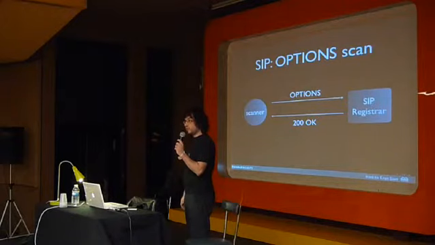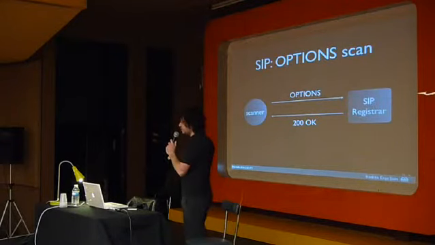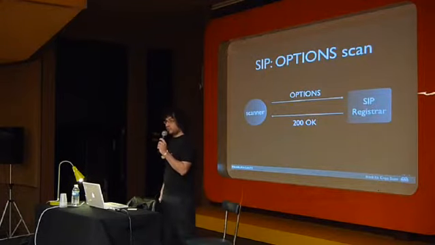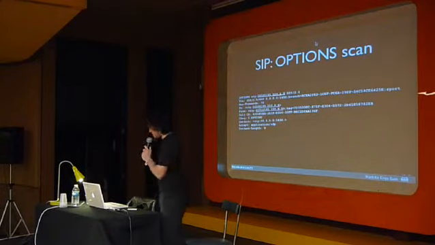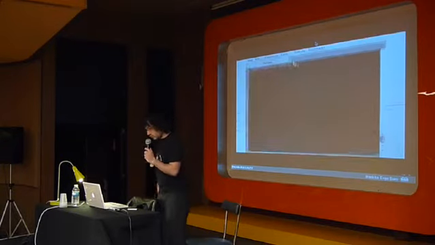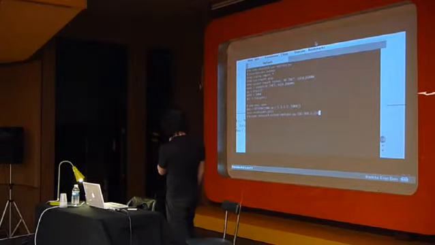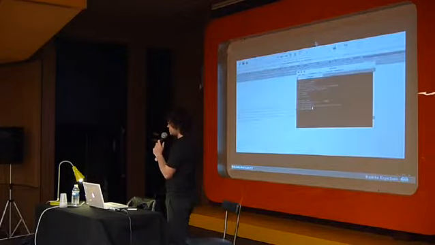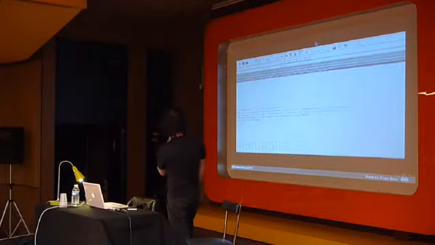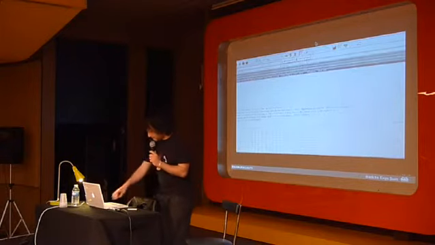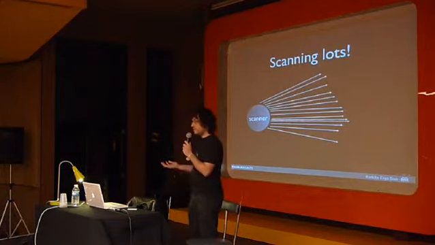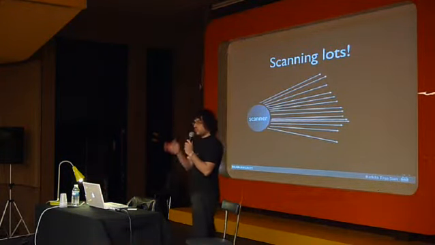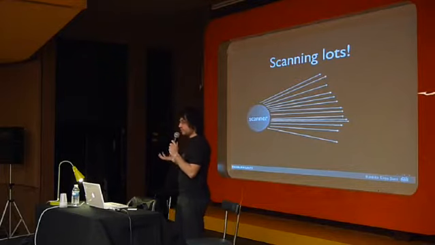You get 200 OK, then you know that there is some sort of device which talks SIP. And this is how it looks like. This is a very small demo of some code which simply sends an options message, and you can see that it just replies. So by making use of this method, we can just send lots of UDP packets at our fastest speed.